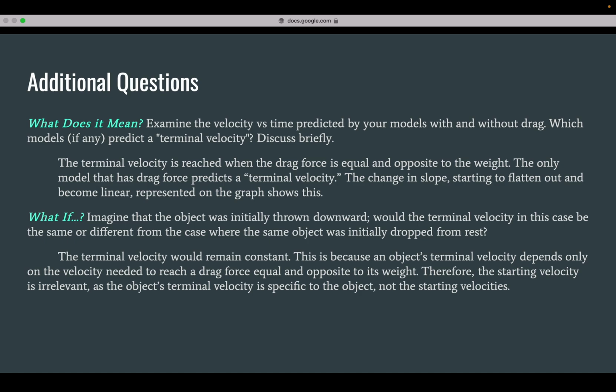Next, we were asked to imagine the ball was initially thrown downward and if this would affect our terminal velocity. The answer is no, it would not affect our terminal velocity and it would instead remain constant. This is because an object's terminal velocity depends only on the velocity needed to reach a drag force equal and opposite to its weight. Therefore, the starting velocity is irrelevant, and the object's terminal velocity is specific to the object, not the starting velocities.